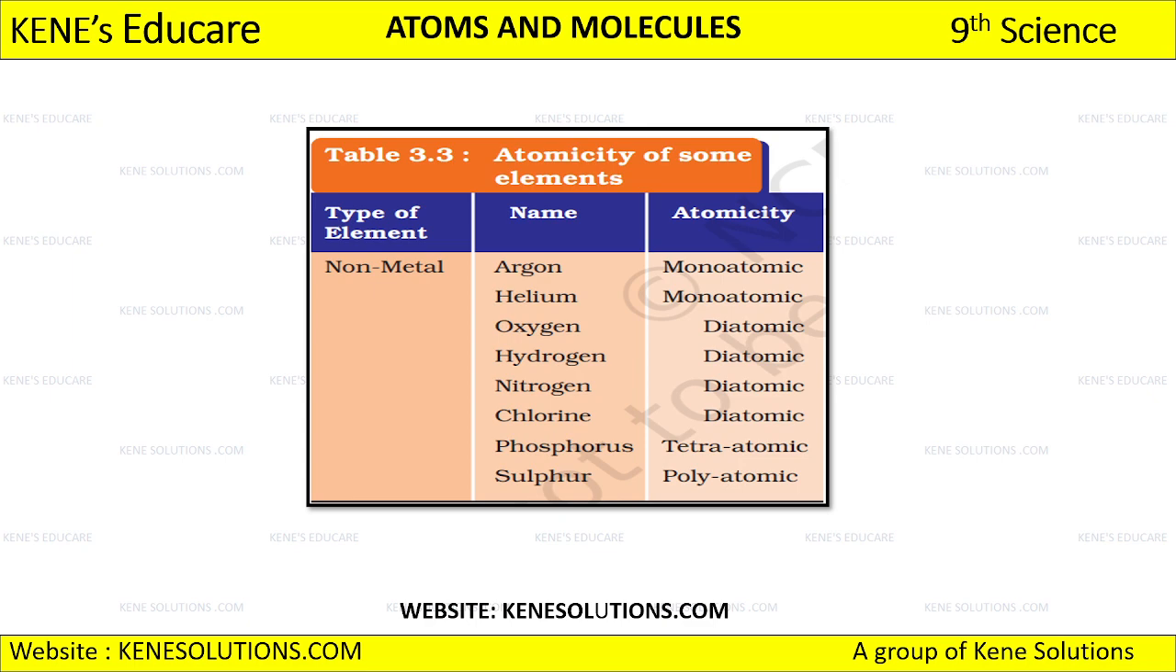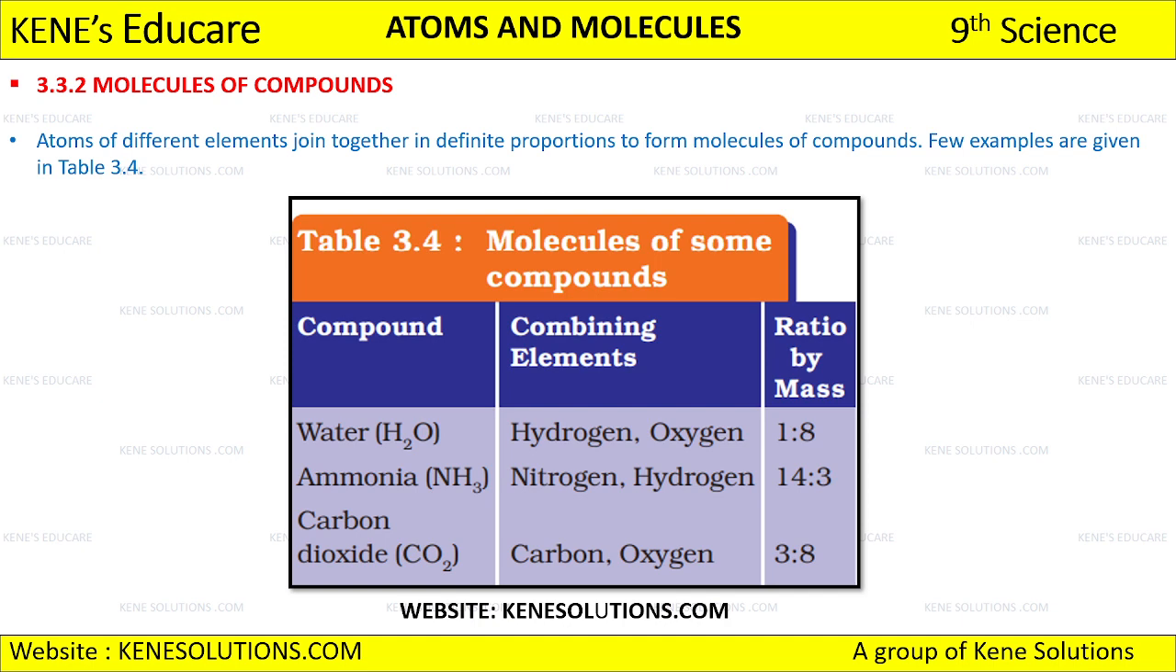After studying the atomicity of some elements, we are going to discuss molecules of compounds. Under molecules of compounds, we will have different compounds like water, ammonia, and carbon dioxide, given in different ratios by mass. We know that water is made up of hydrogen and oxygen. The ratio by mass of hydrogen and oxygen is 1 to 8, because hydrogen is present as 1 gram and oxygen as 8 grams. That is how we get 9 grams of water. We have discussed the example of water and ammonia before as well.